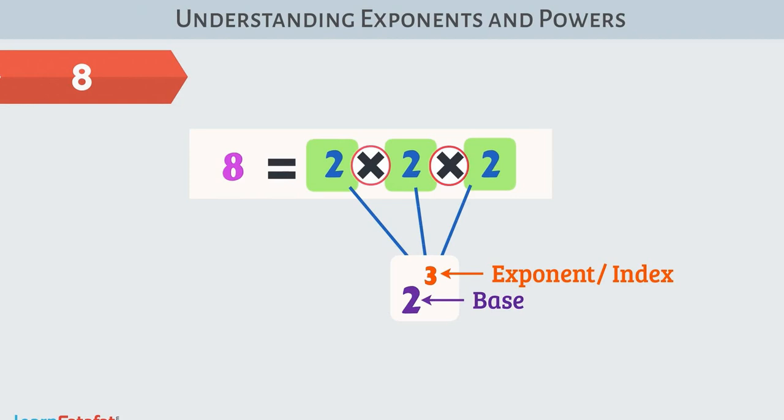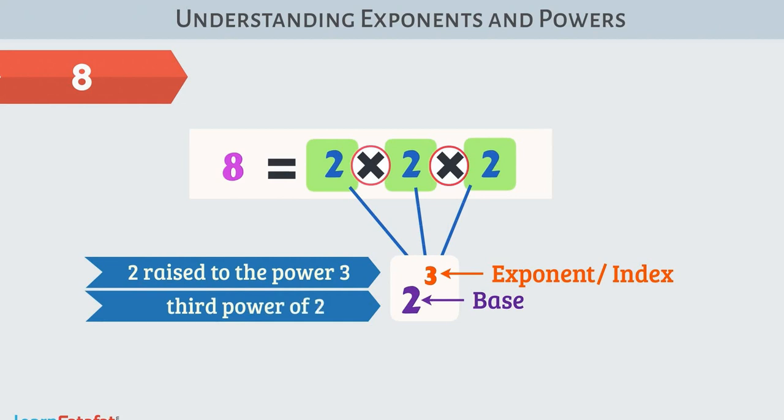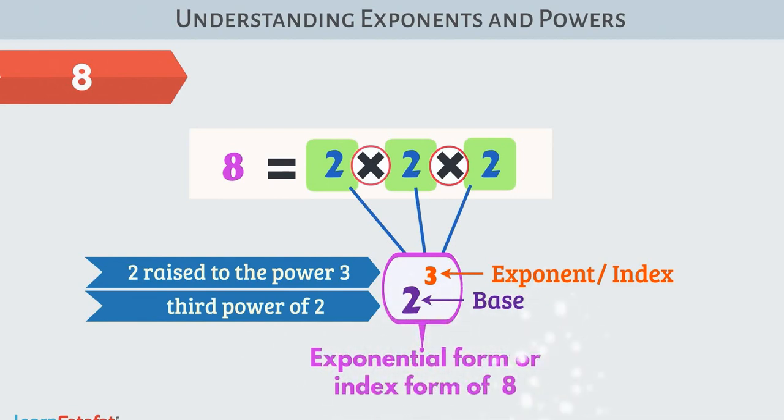We read it as 2 raised to the power 3 or third power of 2. 2 raised to power 3 is also called the exponential form or index form of 8.